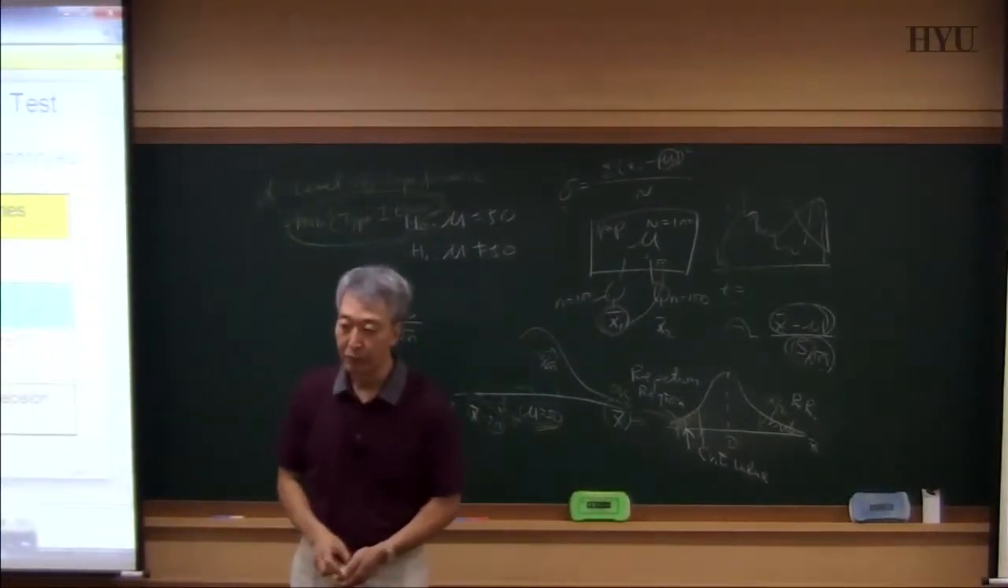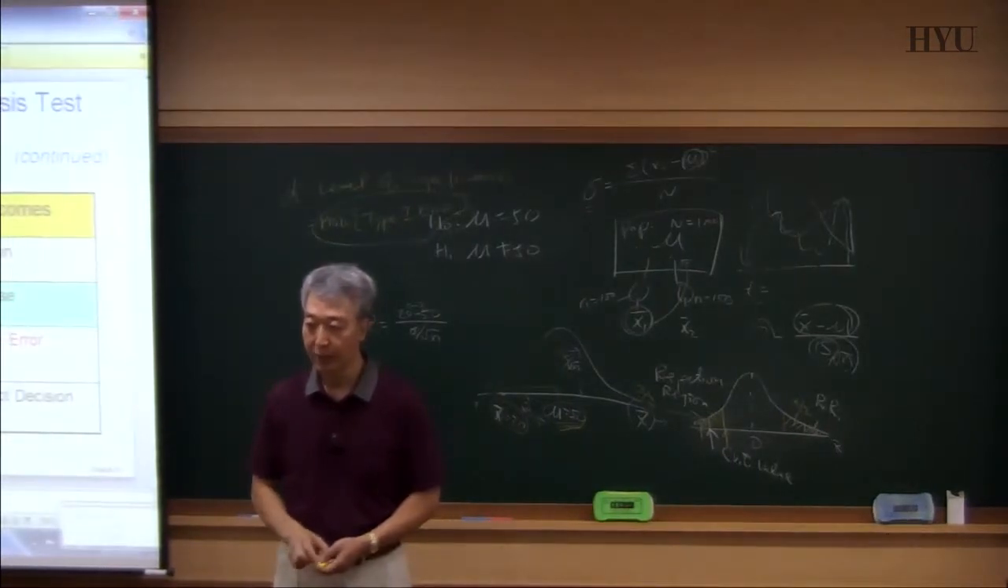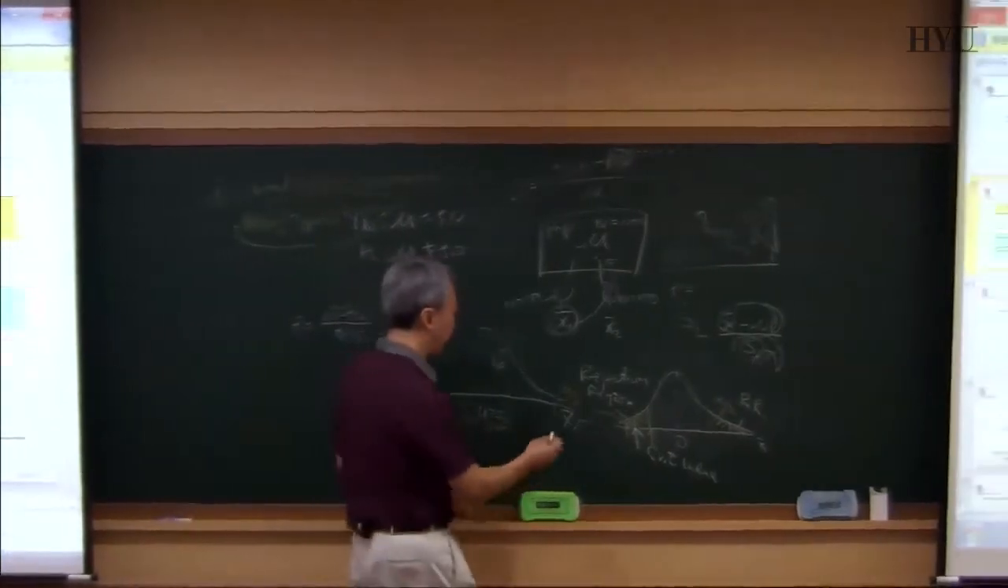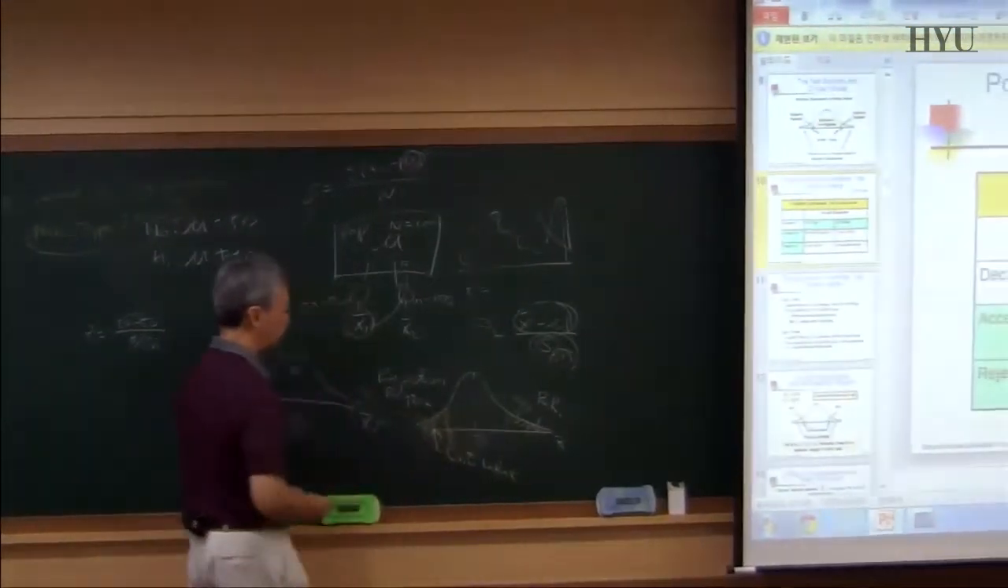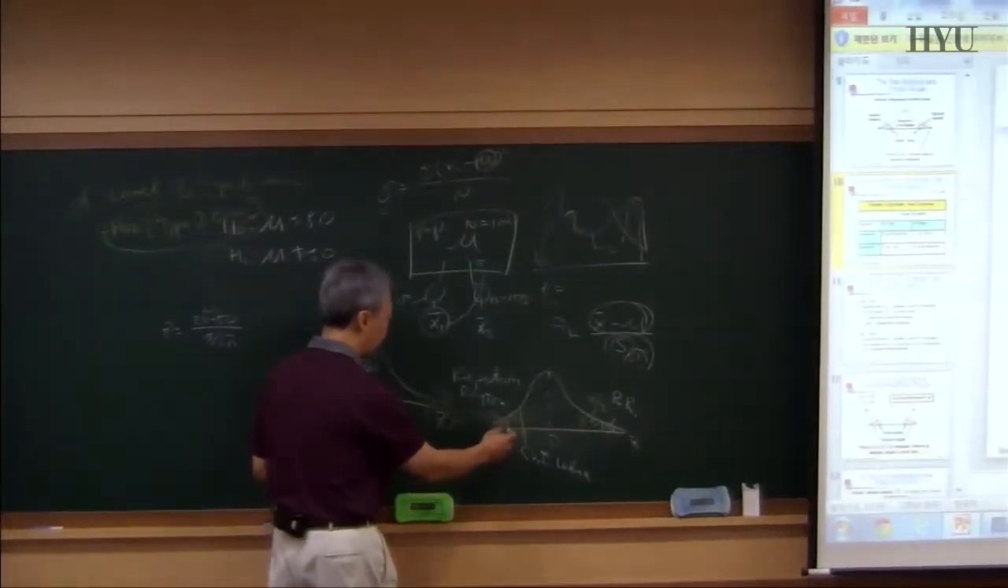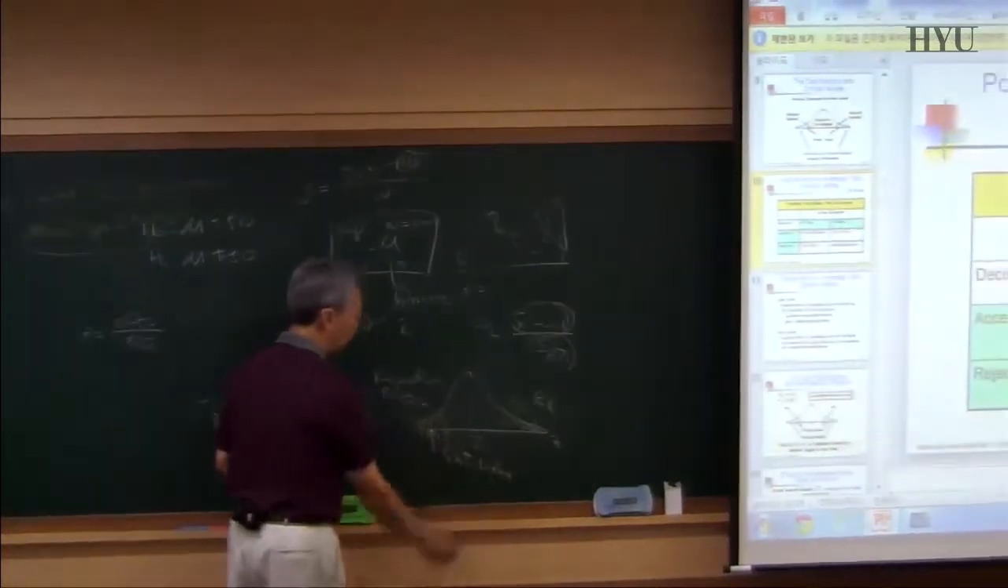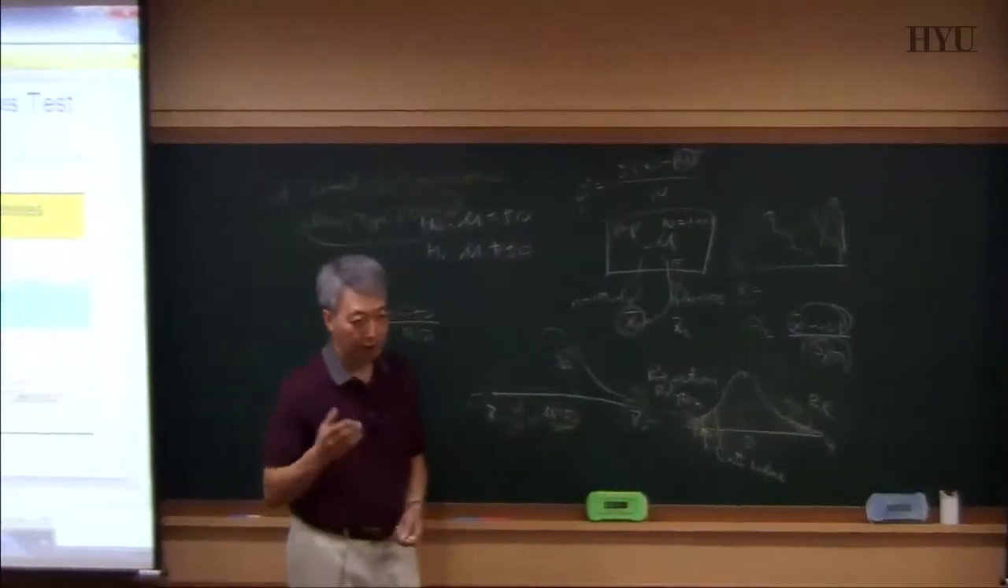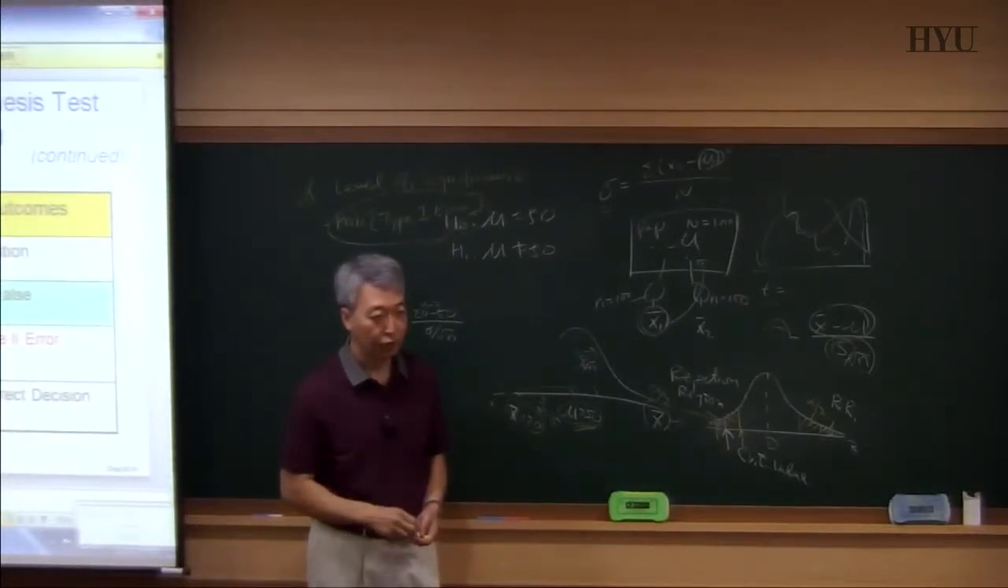So, for example, if you are willing to allow 10% for type 1 error, then you're going to allow 0.05 on each side. And anytime your test statistic falls within the rejection region, in other words, anytime your test statistic exceeds the critical value on either side, you're going to reject the null hypothesis. That's your decision rule.